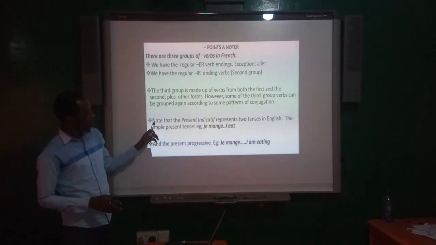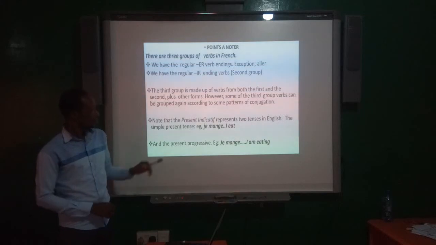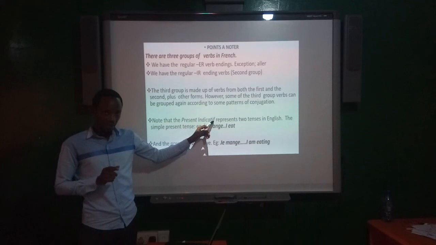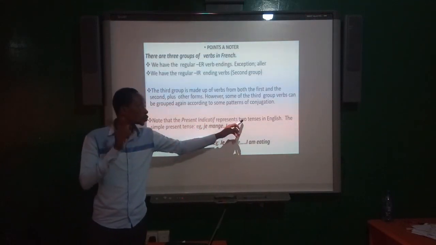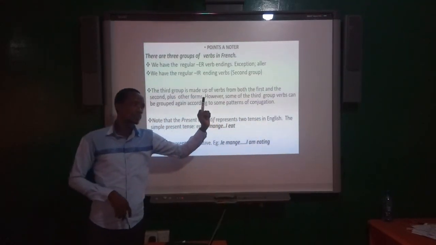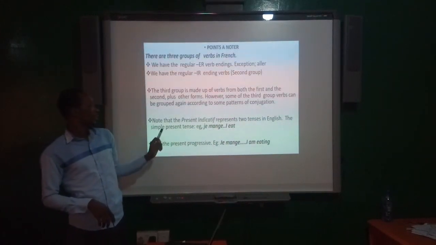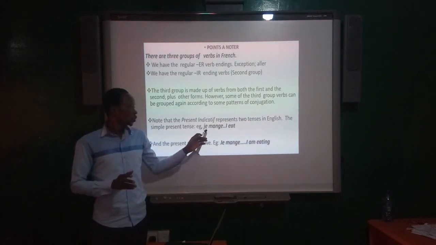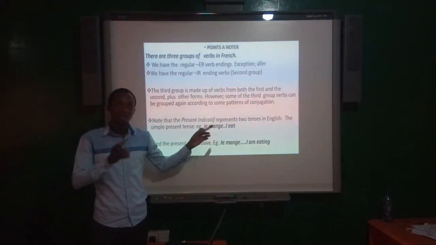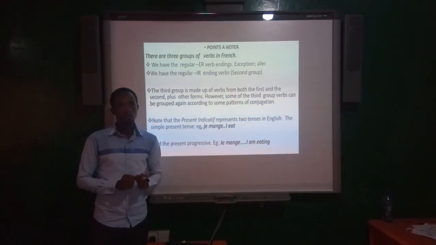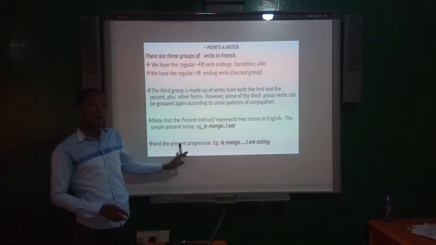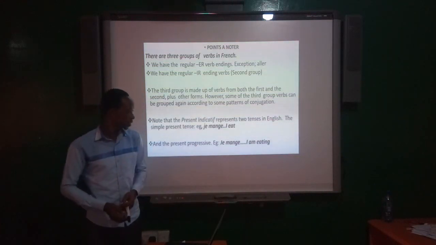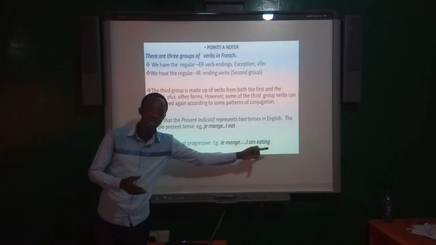Good. There's something also here. Note that the present indicative or présent indicatif in French represents 2 tenses in English. One, the simple present tense, which is, for example, if I say je mange, it simply means I eat. The same je mange can be used to express the present progressive, I am eating.